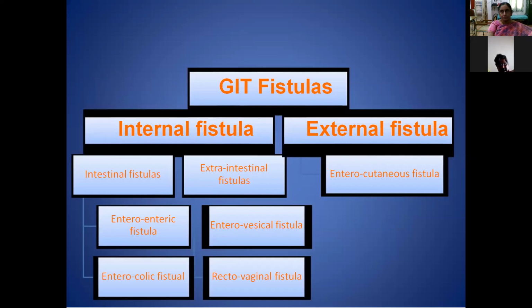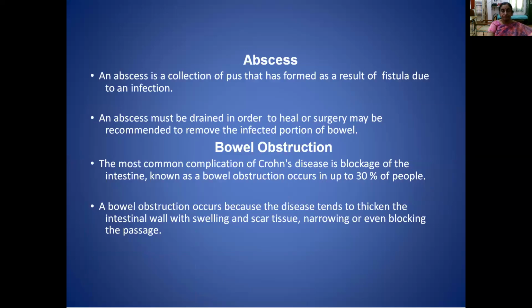Intestinal means between two loops of the intestine, maybe small to small or small to large, called enteroenteric fistula or enterocolic fistula. Whereas extraintestinal but within the abdomen is called extraintestinal fistula, for example enterovesical fistula, between the small intestine and the bladder. Next is rectovaginal fistula, which tends to occur in females between the rectum and the vagina. This is how you can classify GIT fistulas, and depending on their location and extension, they have to be treated.